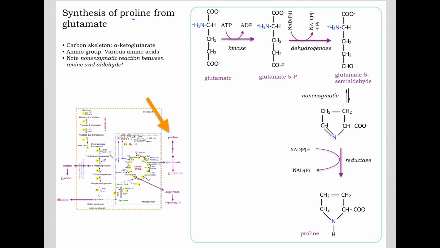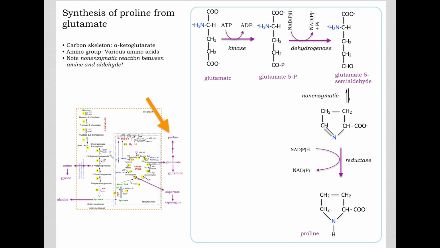Synthesis of proline. Proline is also made from glutamate, and since it's made from glutamate, the carbon skeleton for proline is also the same as glutamate, and that's alpha-ketoglutarate, while the amine group of proline is the same as glutamate, which would be derived from various amino acids.